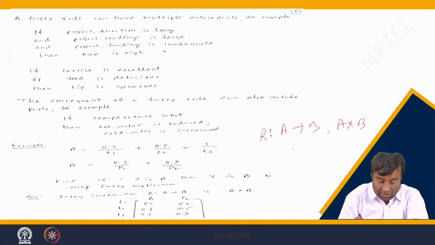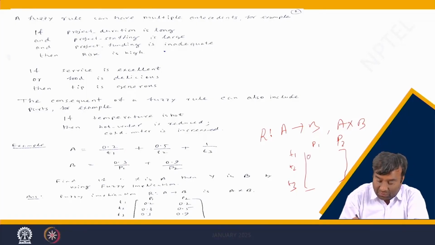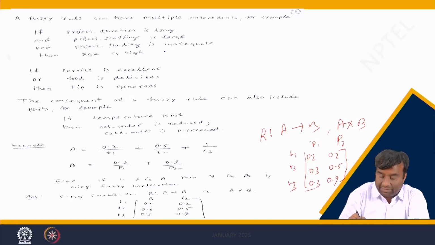Here in the rows you take A, which is T1, T2, T3, and in the columns you take P1 and P2. Then you need to write the minimum value. The minimum of 0.2 and 0.3 is 0.2. Here also 0.2. Here 0.5 and 0.3, that is 0.3. Here it is 0.5, and here 0.9. That part we have discussed in module 2, so revise once again.